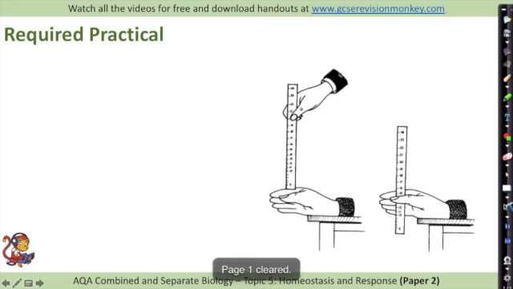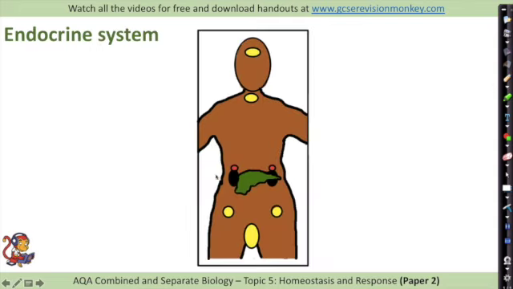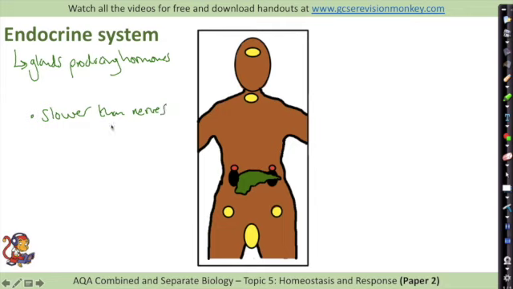Moving away from hormones then, but still something that is involved in homeostasis and maintaining the conditions inside our body, and that is the endocrine system. It's a really difficult word just to describe glands that produce hormones. Controlling our body by hormones is slower than a nerve response. It acts in a more general way, and usually the response lasts longer.